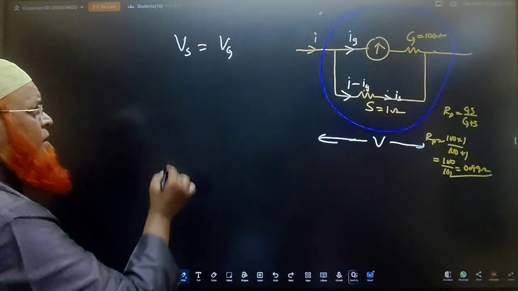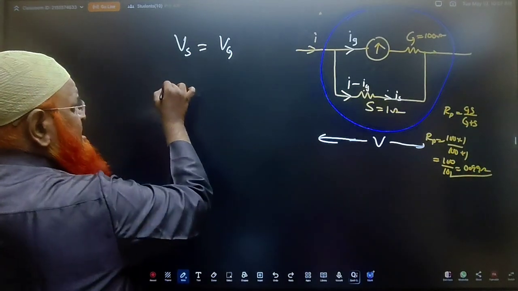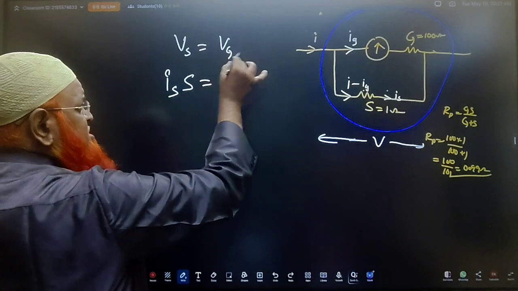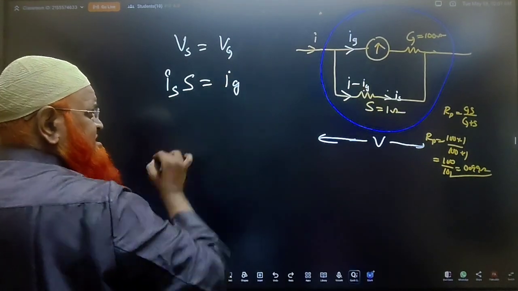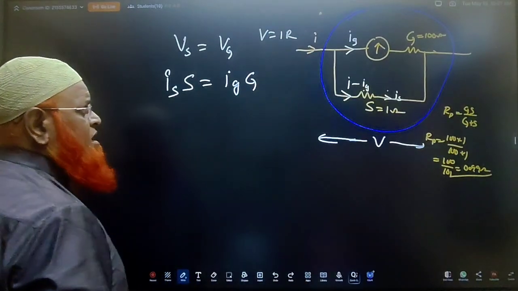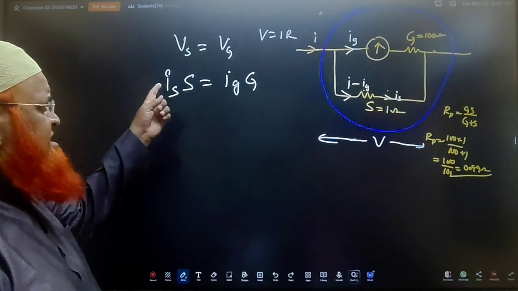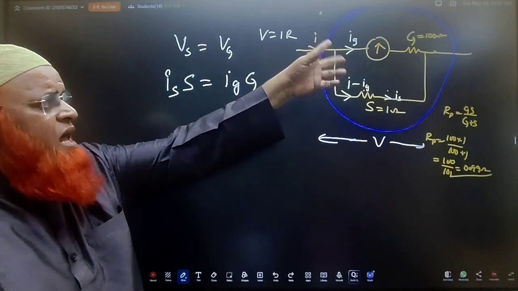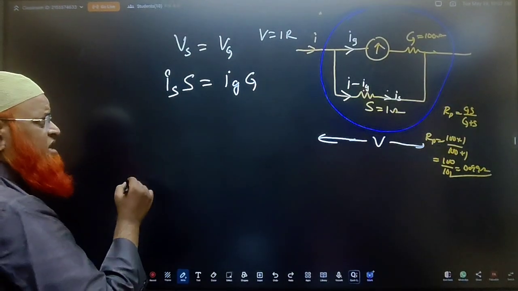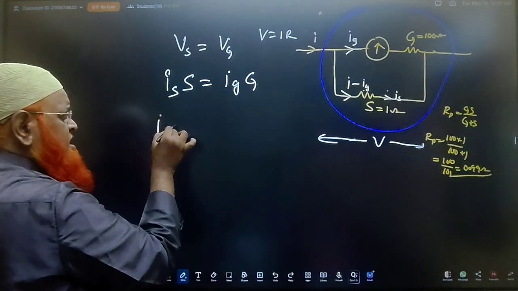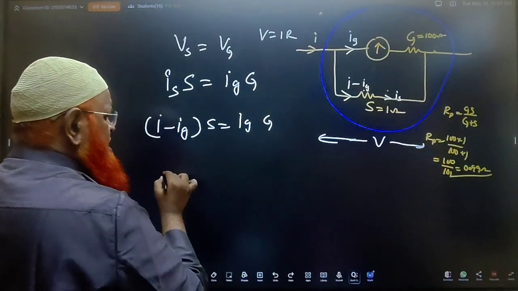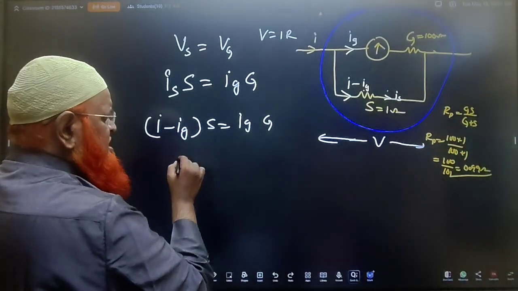So what is going to happen now? Potential across the shunt is the current through the shunt into the shunt resistance, and potential across the galvanometer is the galvanometer current into the galvanometer resistance, because the general formula is V is equal to IR. So Is into S equals Ig into G, that is, I minus Ig into S is equal to Ig into G. So how much shunt do we have to connect here? This is called the shunt resistance.